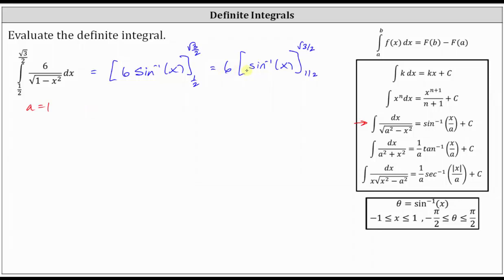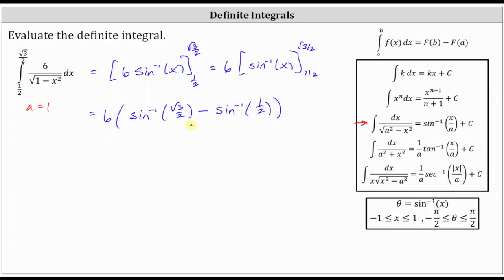And now we need to determine 6 times the difference of big F of b minus big F of a, which in our case is 6 times big F of b, which is big F of square root 3 divided by 2, which is inverse sine of square root 3 divided by 2, minus big F of a, where big F of a is big F of 1/2, which in our case is inverse sine of 1/2.